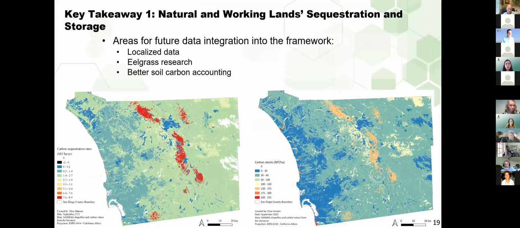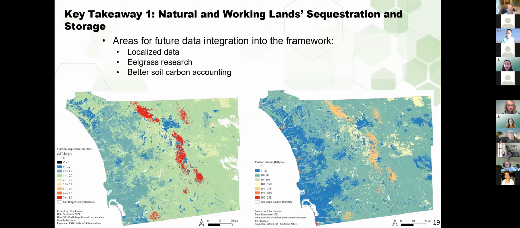There are a few critical points where future data can be integrated into the natural climate solutions framework. There are numerous studies currently underway in the region that can help address some of these points, including work being done by local universities, jurisdictions, nonprofits, and agencies. First, these maps utilized the best available data from the literature and may not reflect on-the-ground values as precisely as local data would, because some of these values were taken from studies at the state, national, or international scale.